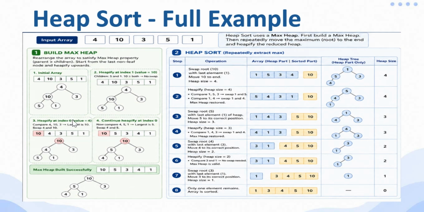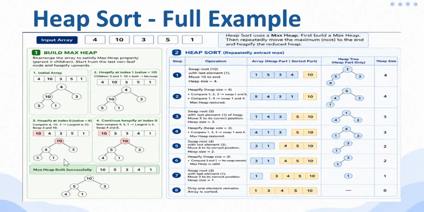So then we heapify index 0. Now we examine the root. The value here is 4, and the children are 10 and 3. Among these three, 10 is the largest. Since the parent should always be the largest, we swap 4 and 10. And now the array becomes 10, 4, 3, 5, 1.